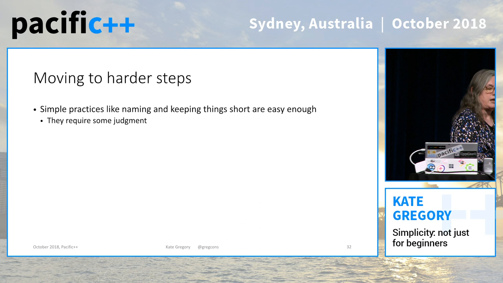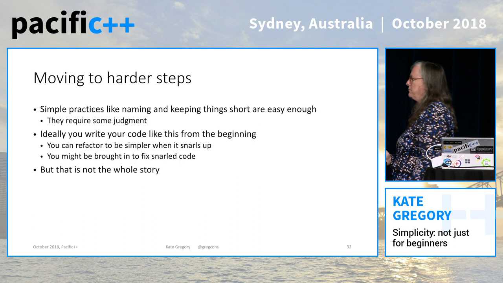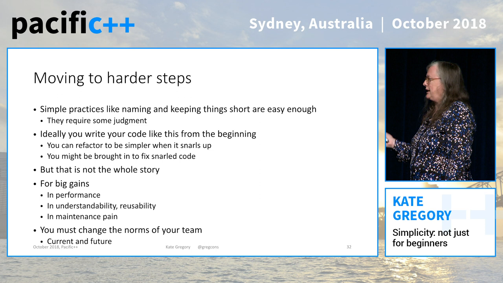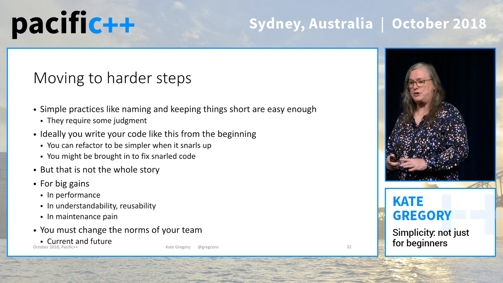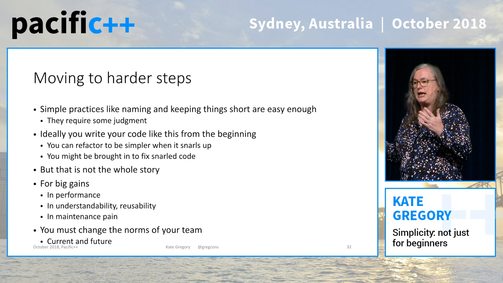You need some judgment and some experience to do things like giving stuff a good name. And you write your code. When it gets messy and snarled up, you smooth up your code. But that's not the whole game at all. For the biggest gains, you need to change your norms. For your whole team, if you're part of a team, for yourself, if it's you. So that your new behavior is to write it simple, to look it over and see if it's simple, to keep going back to see if you can make it simpler. That's really starting to get hard.